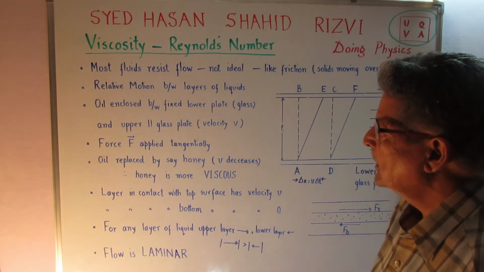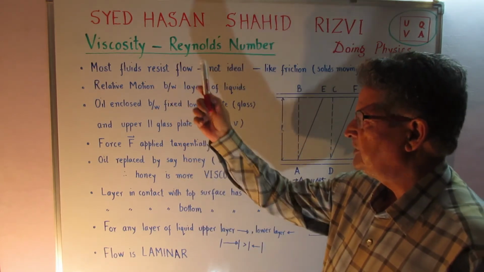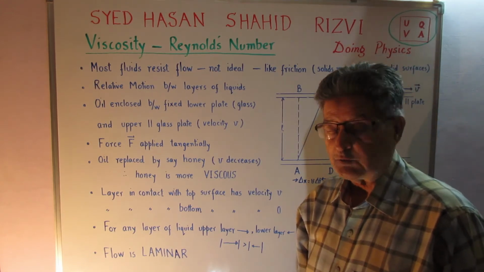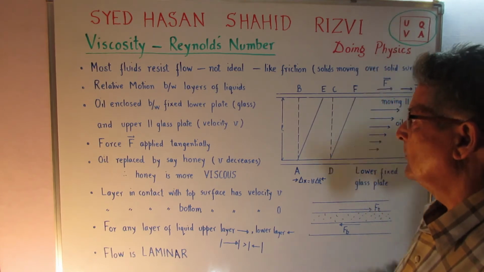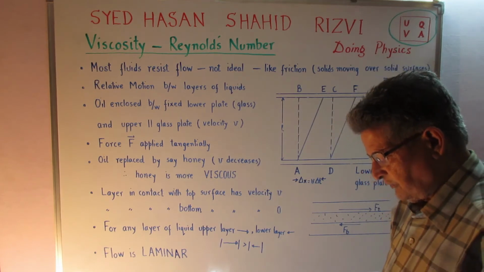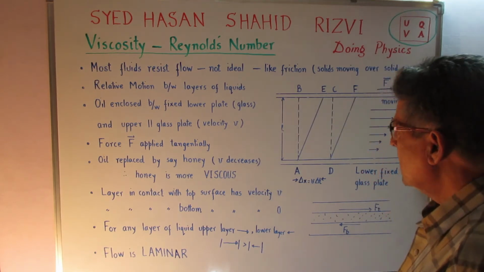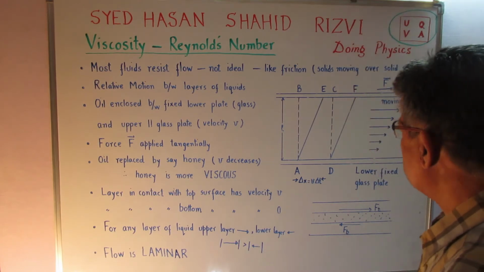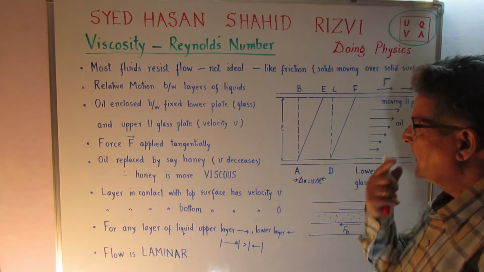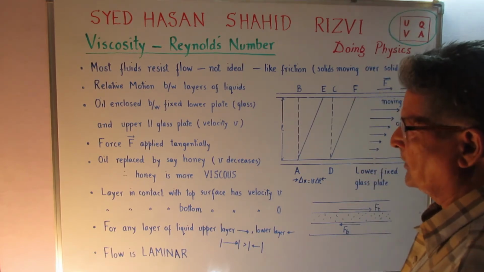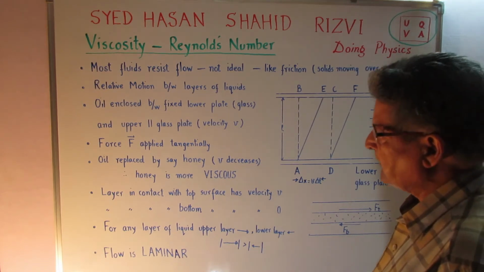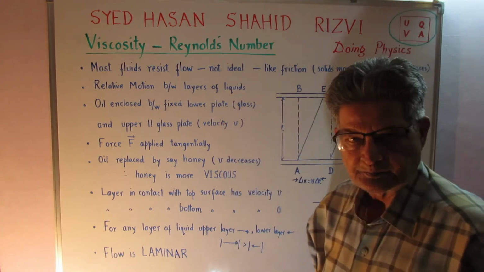Now, most fluids do resist their flow all by themselves. This is an inbuilt property of fluids that they resist the flow. They're not ideal. This is just like the friction which two solids experience when moving over solid surfaces in contact with each other. Why so? Because there is a relative motion between the layers of liquids.